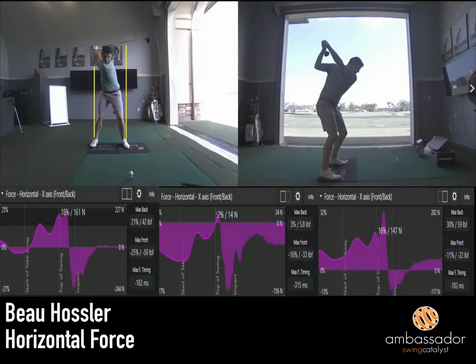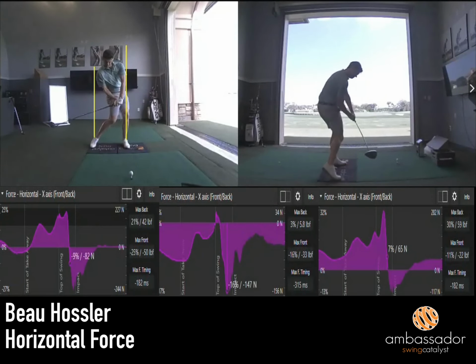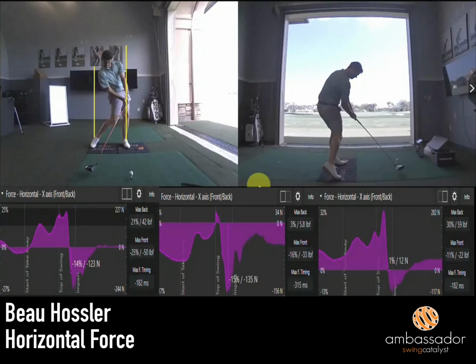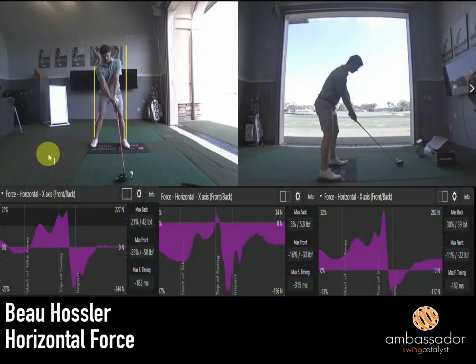It may be misapplied. We might see some kind of funky pressure patterns and some different kind of stuff, but high levels of horizontal force act still within kind of this small box. We don't want to see players pushing way outside either direction. Okay, so that is kind of a simple way to look at horizontal force.